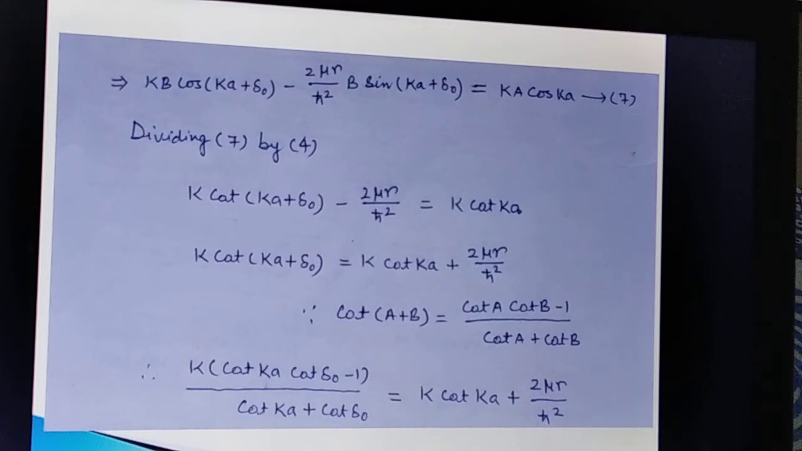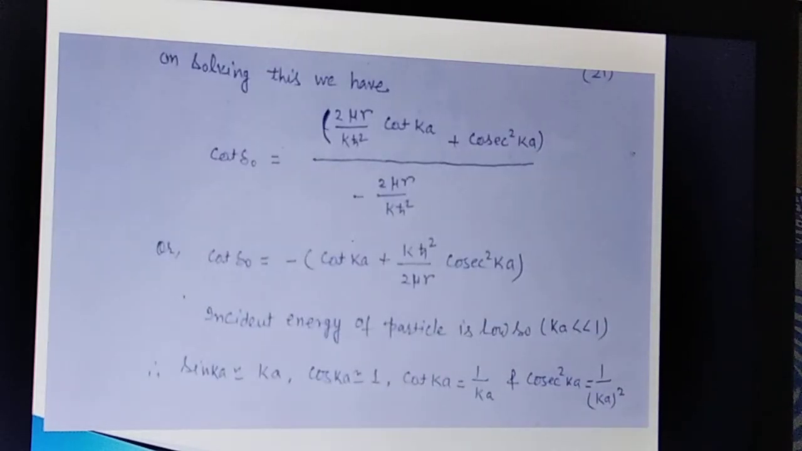On using the property of cot of a plus b, this is equal to cot a cot b minus 1 over cot a plus cot b, we get k cot of ka cot of delta 0 minus 1 over cot of ka plus cot of delta 0 equal to k cot of ka plus 2 mu gamma over h cross square. On solving this equation, we have the value of cot of delta 0, this is equal to minus cot of ka plus k h cross square over 2 mu gamma cosec square ka.